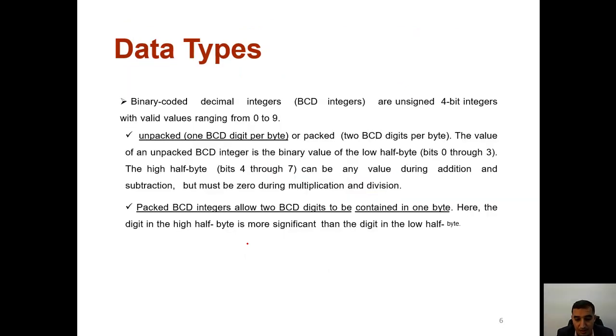Now the data types. We can have the binary coded decimal integers, which are unsigned integers with value from 0 to 9. If you recall the BCD, it is similar to the hexadecimal numbers, and the BCD on the other hand will count from 0 to 9. Converting from any value to BCD is quite simple, and BCD mostly is used in the 7-segment displays.